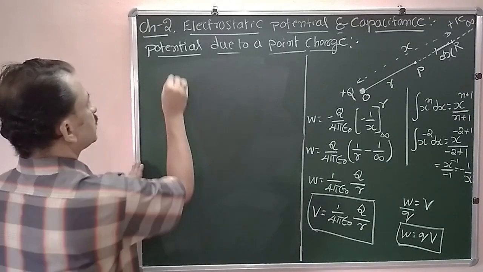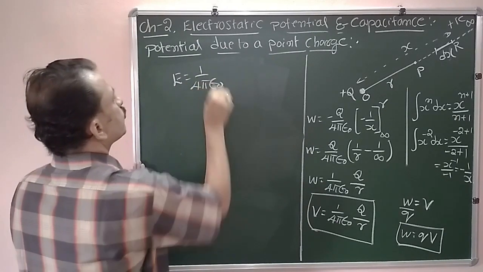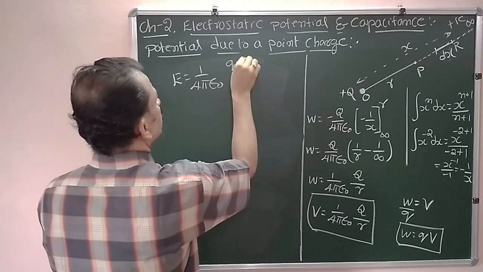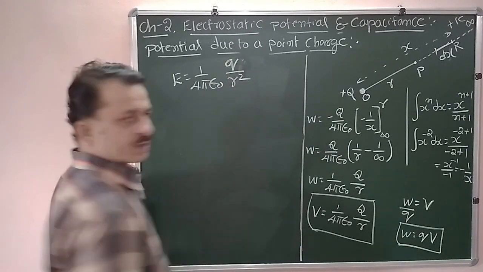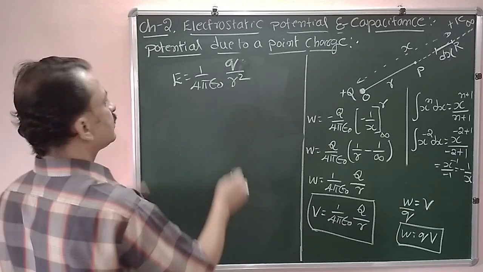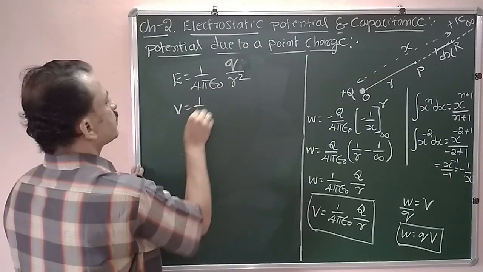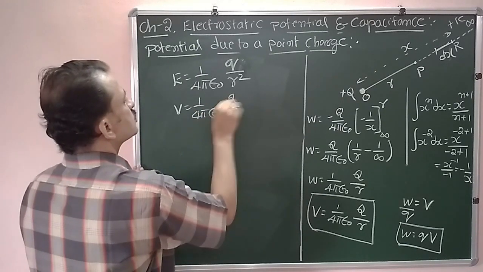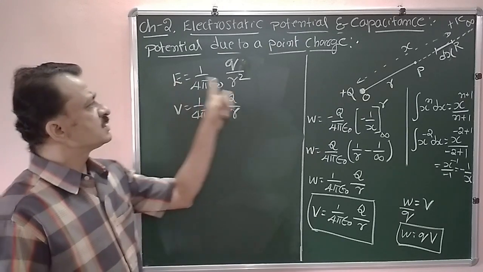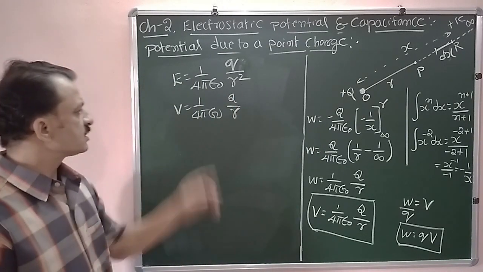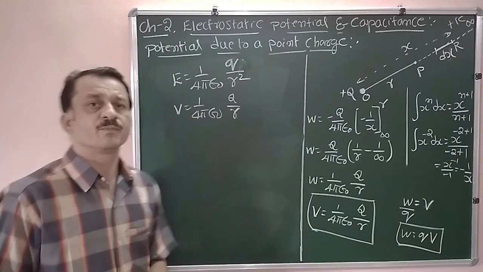We know that the electric field is given by the relation 1 divided by 4 pi epsilon naught Q divided by R square. And the potential is given by the relation V is equal to 1 divided by 4 pi epsilon naught Q divided by R. Now compare here. The electric field is inversely proportional to the square of the distance. The potential is inversely proportional to the distance only.